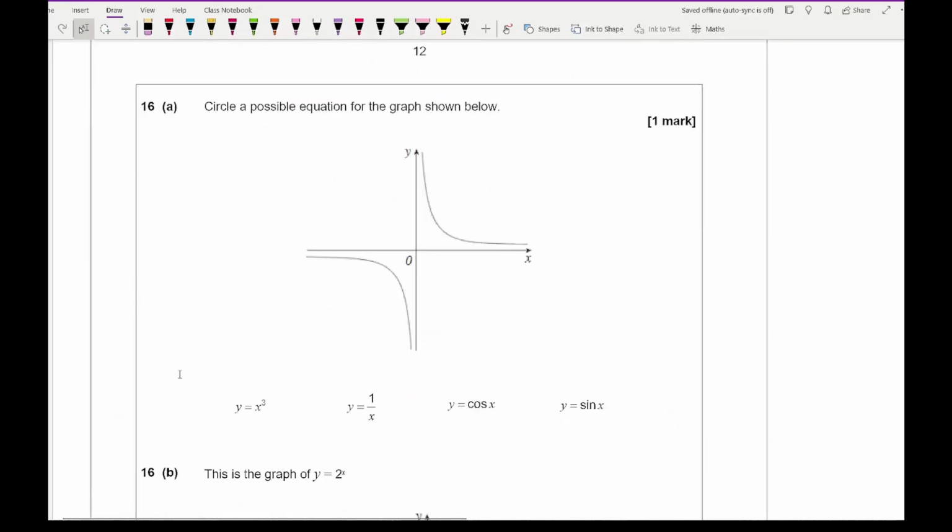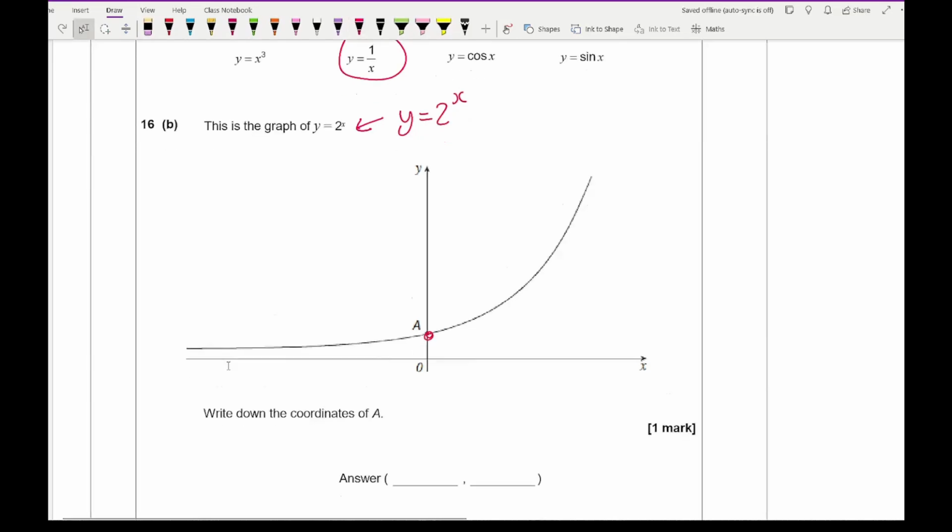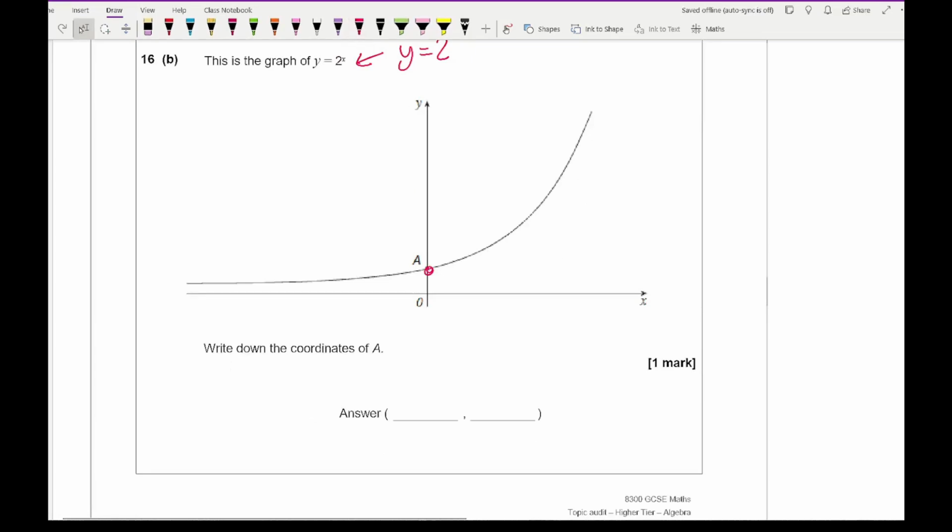Then moving on to question 16a, it says circle the possible equation for the graph shown below. And this is a reciprocal graph, so it's going to be our second option. Then for question 16b, it says this is a graph of y equals 2 to the power of x. If you're not sure, it's y equals 2 to the power of x, which is an exponential graph. All exponential graphs intercept at (0, 1) unless there's a graph transformation. So this is going to be (0, 1).